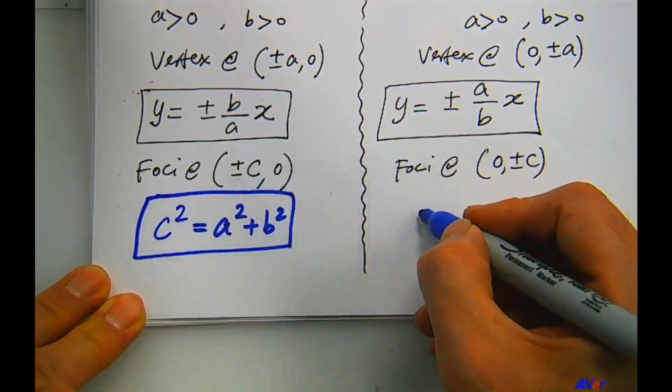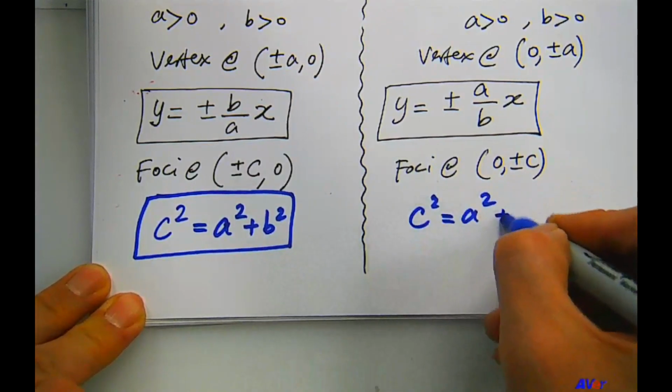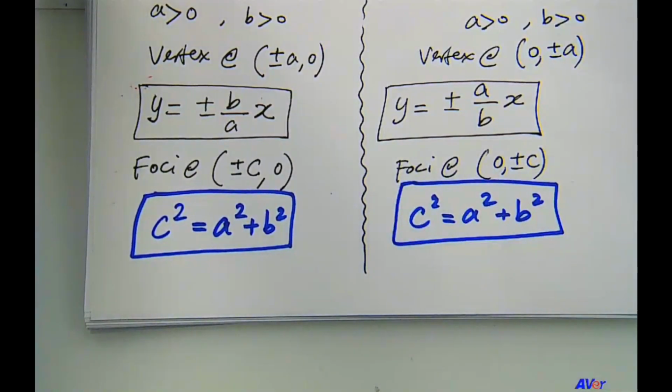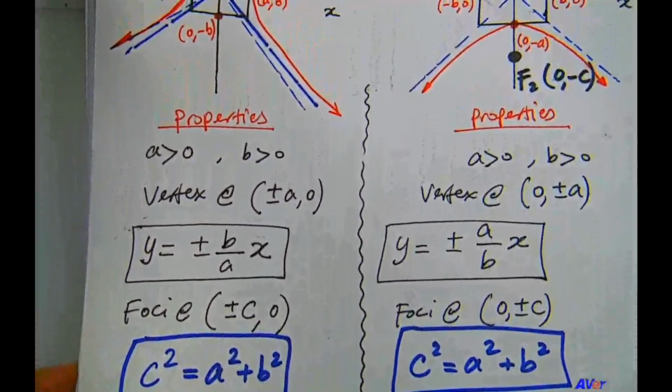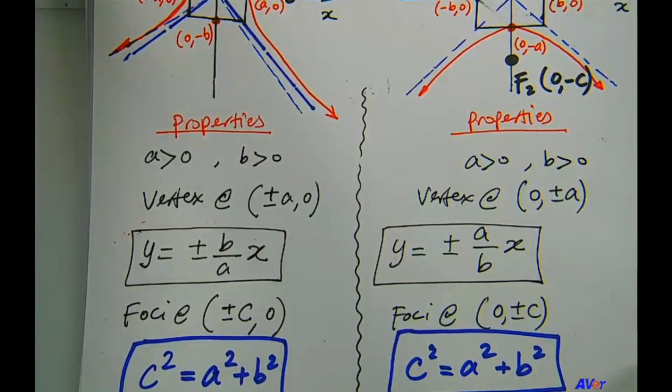And also c squared equals a squared plus b squared. Okay, like that. So these are some of the additional properties of each type of hyperbola, the horizontal hyperbola and the vertical one. Okay, so I can't fit everything on this screen. Before we start going over some examples, let's see how we should go about sketching a hyperbola.